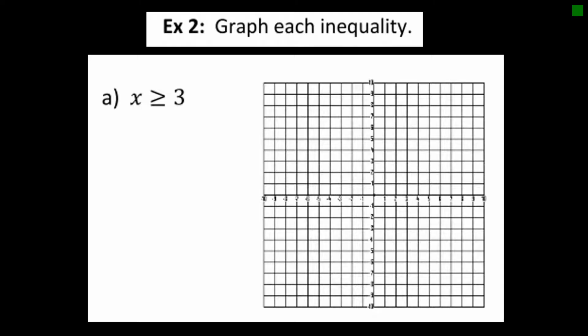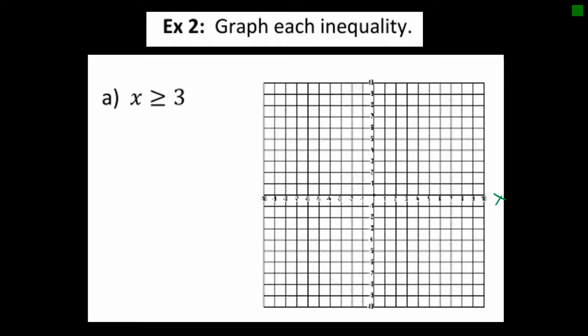All right, so let's take a look at this first inequality. So you'll need your colored pencils or something to shade, and you're going to need some kind of a ruler or a straight edge. So x is greater than or equal to 3. So first I'm going to graph the line x equals 3. So x equals 3 has to cross the x-axis, so here it goes.